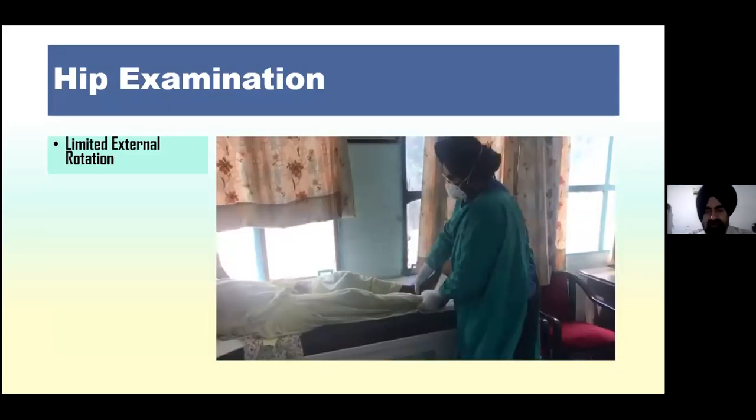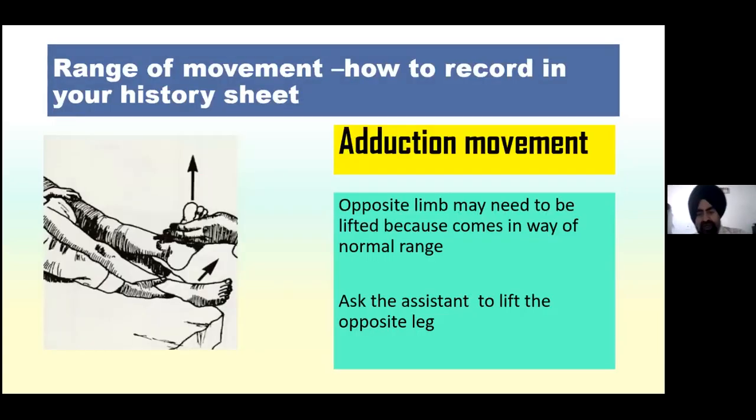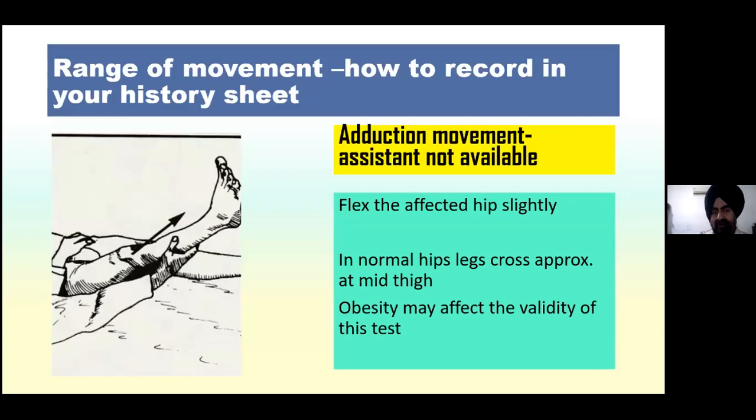With adduction, the opposite limb may need to be lifted because it comes in the way of the normal rotation. There are two ways to do it. One is to ask the assistant to lift the opposite leg and cross the leg to be tested under it. Or when the assistant is not available, we can flex the affected hip slightly. In normal hips, legs cross approximately at the mid-thigh. Obesity may affect the validity of this test. We may not be able to do this test in very obese individuals.